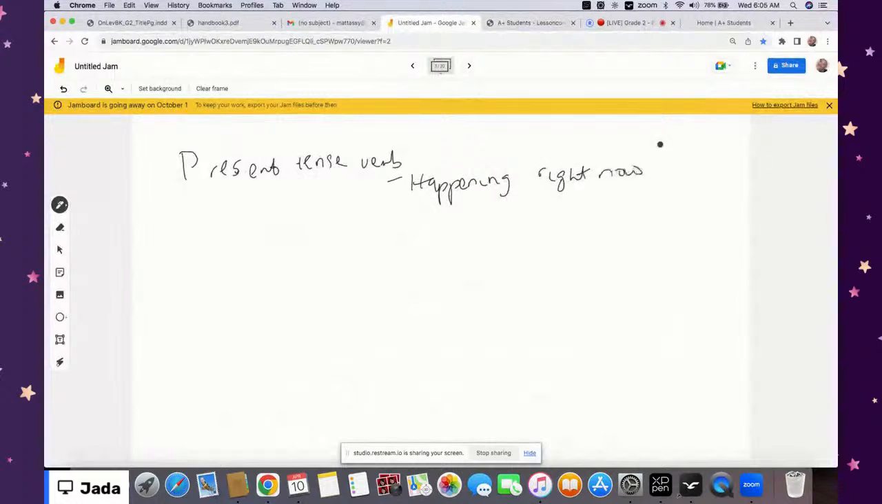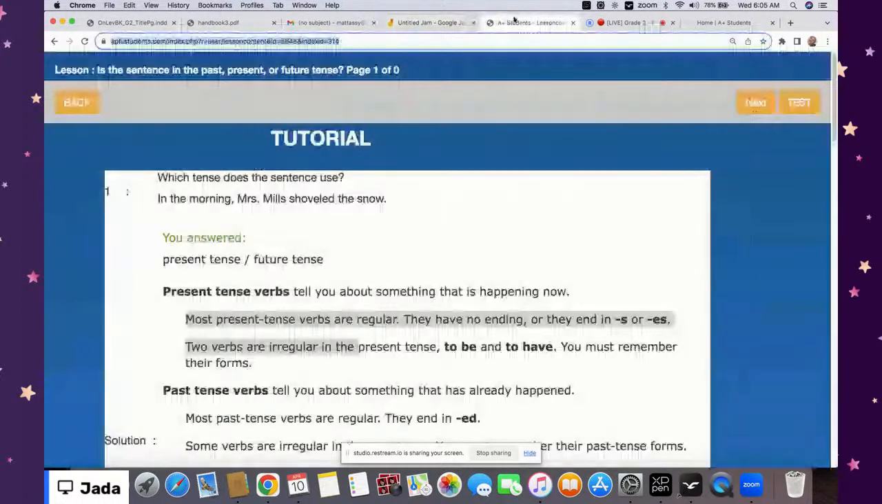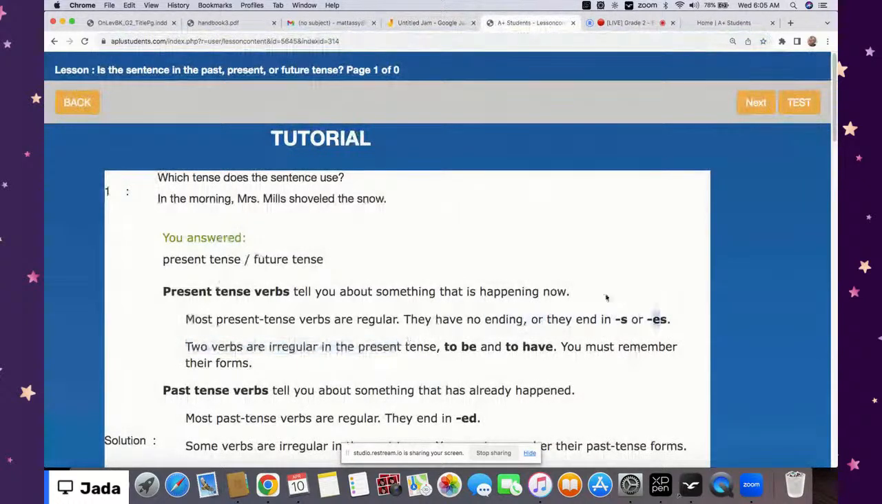Okay, so present verb. Hi, everyone on the chat. Happening right now at the moment. Okay, and most present tense verbs are regular. They have no ending, or they end in s or es.